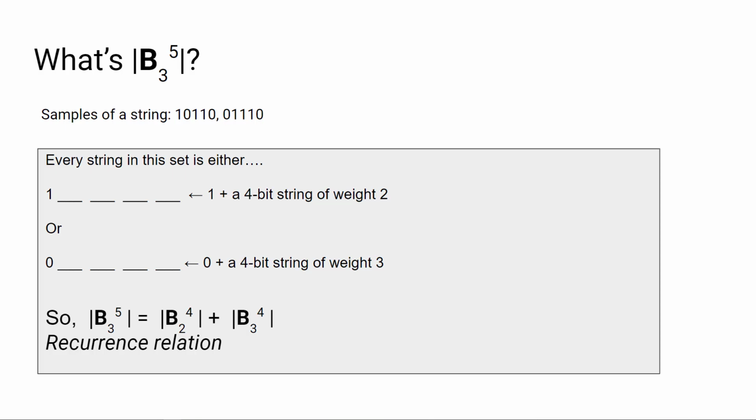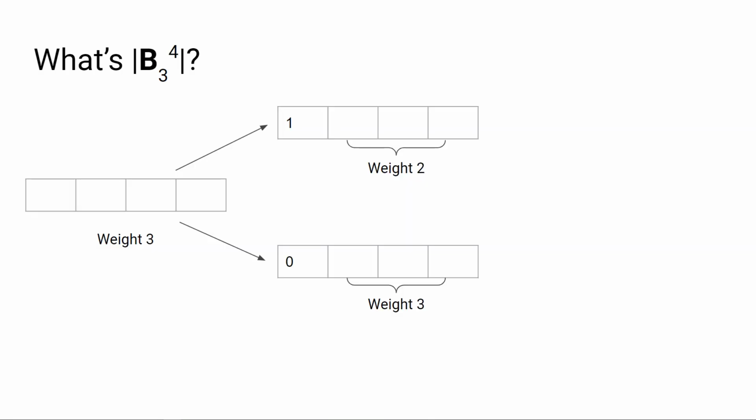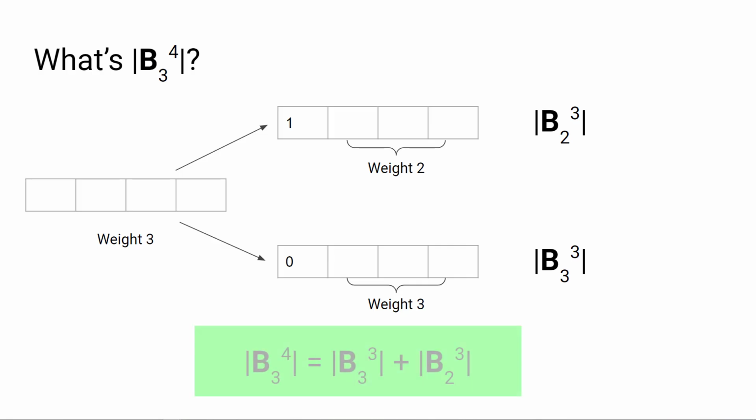Well, we can make up a similar recurrence relation for B43 and for B42. Let's focus on B43. That's the set of 4-bit strings with weight 3. Now, just as with B53, every such string is one of two things. It must be either a 1 followed by a 3-bit string of weight 2, or a 0 followed by a 3-bit string of weight 3. Now we know there are B32 of the first kind and B33 of the second kind, and there's no bit string that belongs to both sets, so B43 is B33 plus B32.